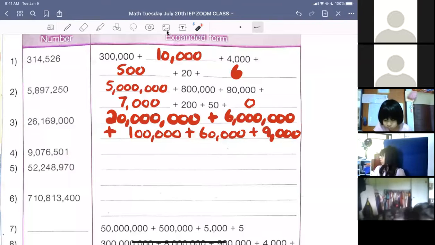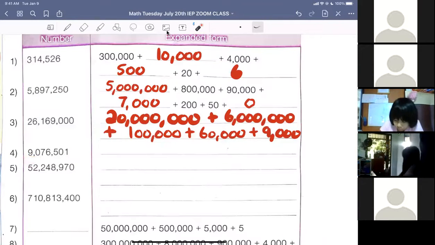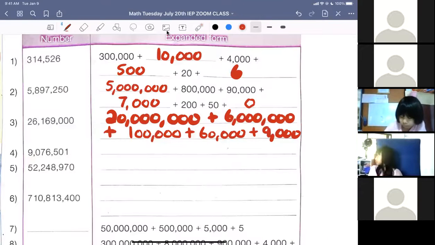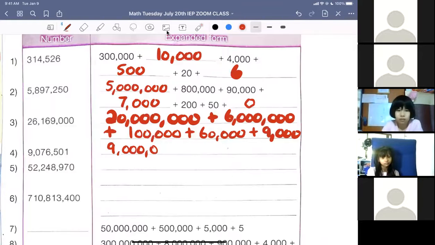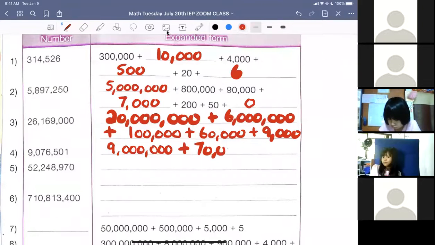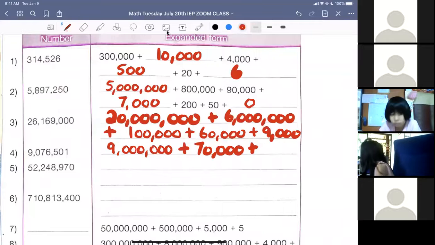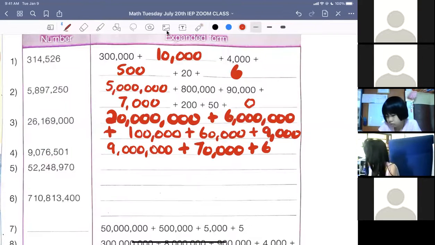9,076,501. So first number, what is this? 9 in the millions. So 9 million. Plus, what is this 7? It's in the 10,000s. So it's 70,000, plus 6 is in the thousands. So we're going to write 6,000.